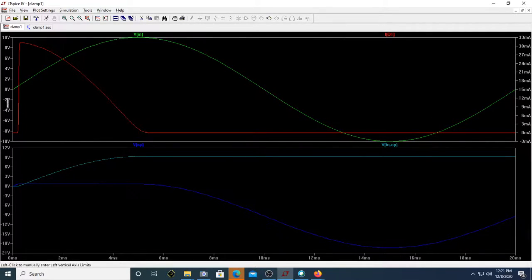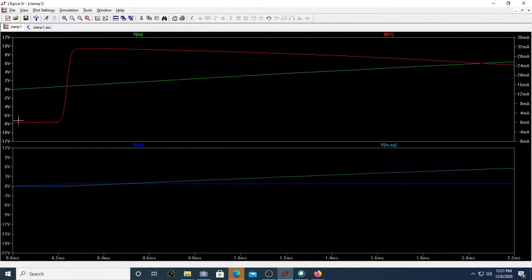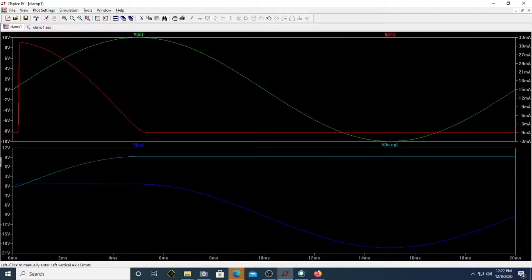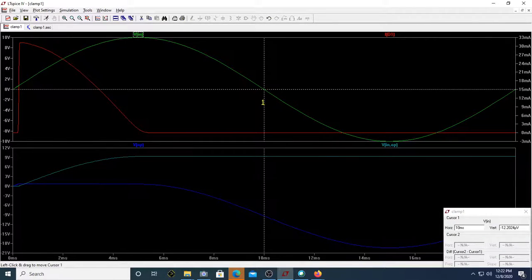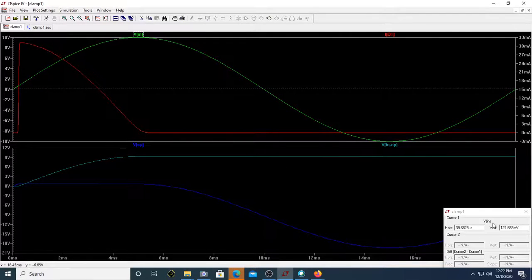Let us try to understand. Let me zoom it out here. When the input voltage, the green one, keeps on increasing, since we are considering a typical diode having a cut-in voltage of 0.6 or 0.7 volts, let me make you understand. You can see the input voltage is now around 120 millivolt, and the current is still 0.